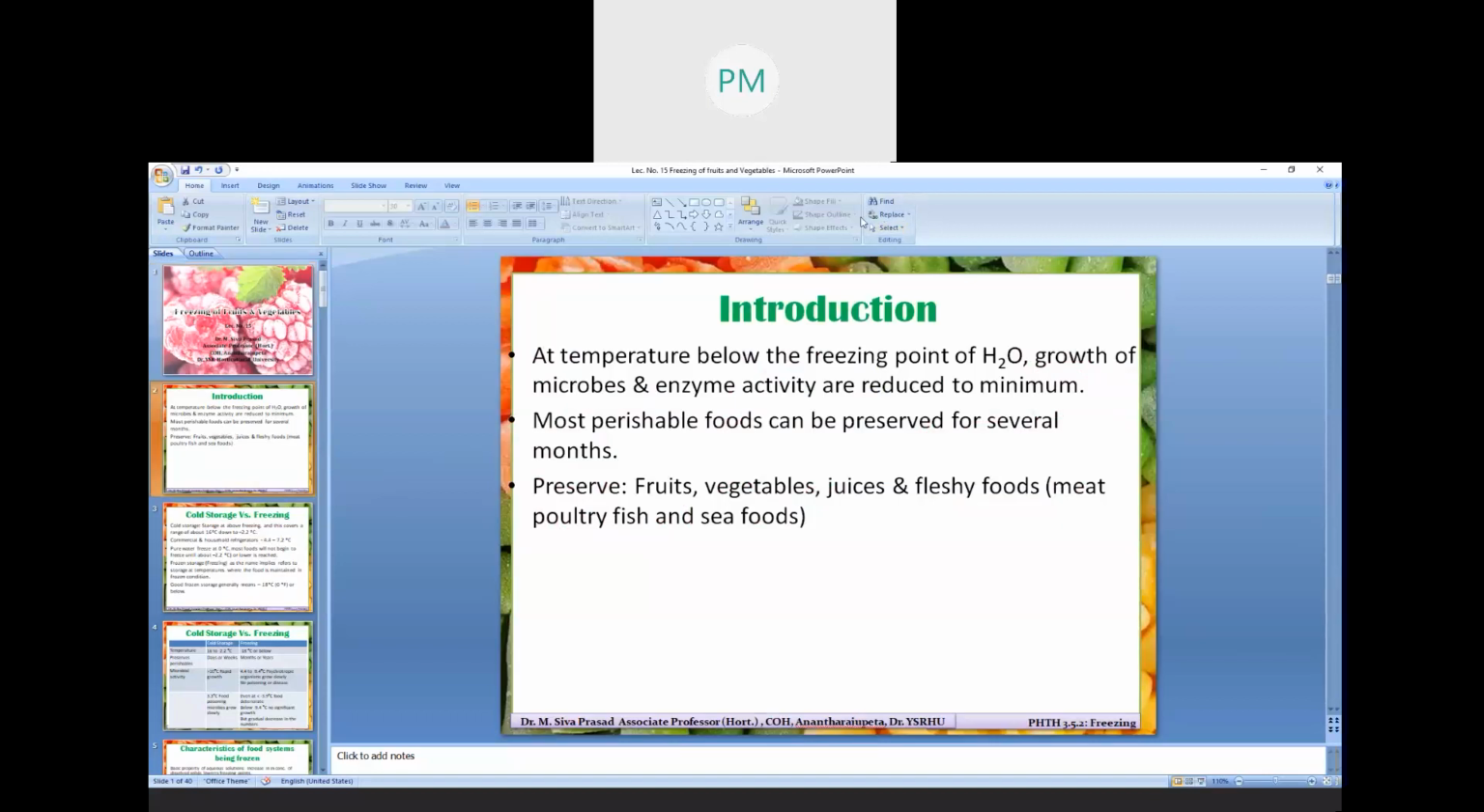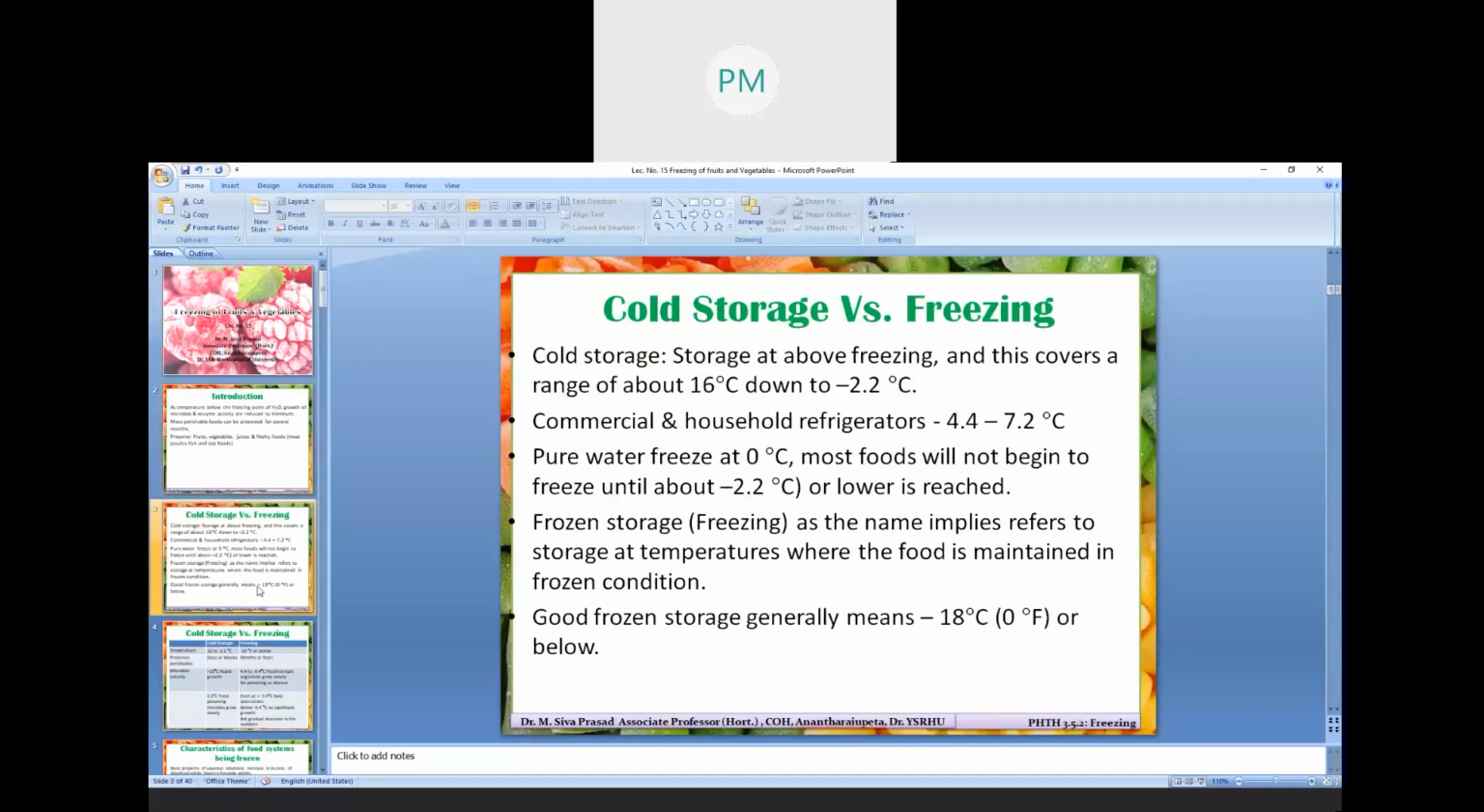We have seen the basic aspects: microbes and enzyme activity will be reduced because of freezing. Then we saw the difference between cold storage and freezing. Cold storage is where water does not freeze, that is above minus 2.2 degrees Celsius. From 16 degrees Celsius to minus 2.2 is cold storage, and minus 4.4 and below is the freezing temperature.